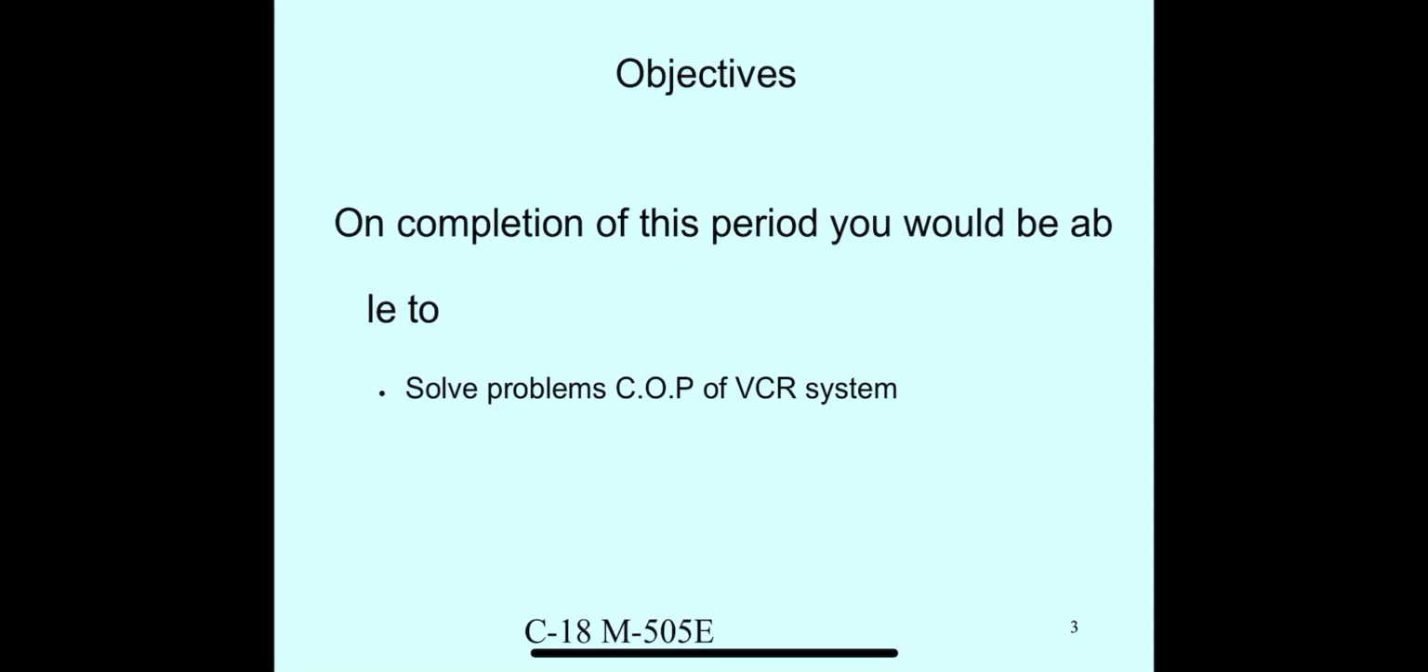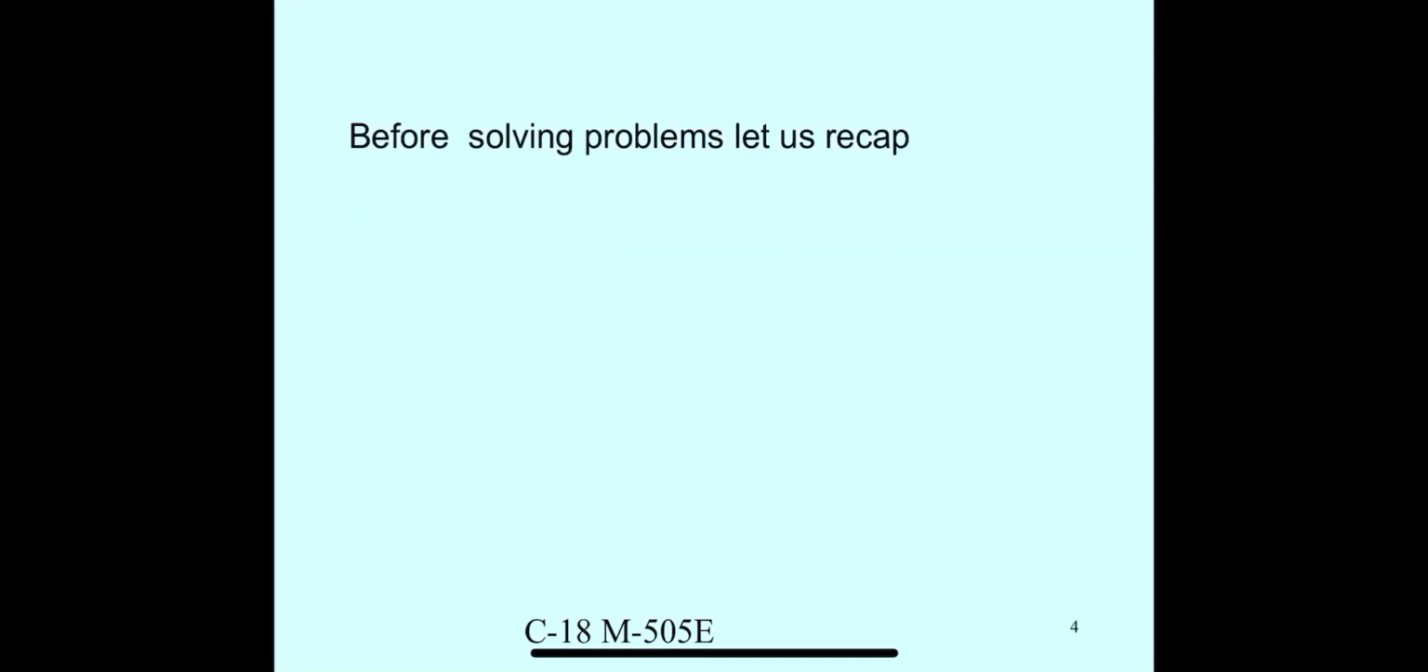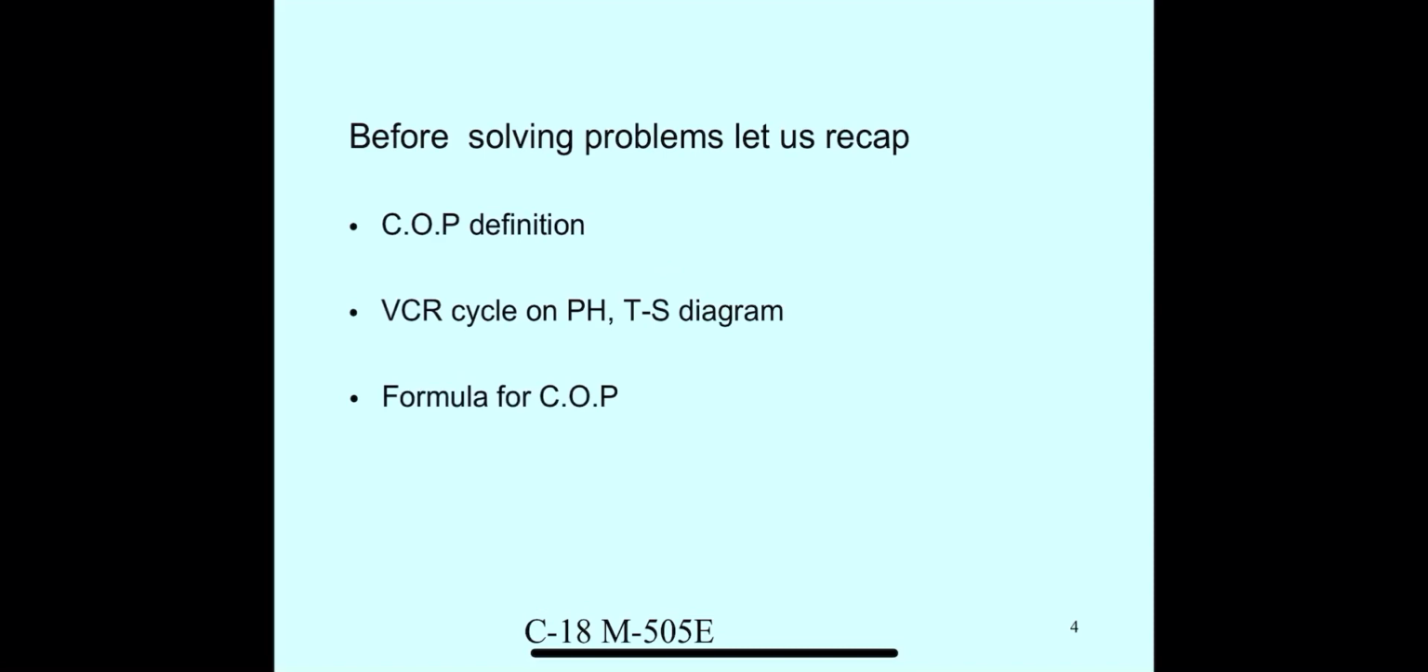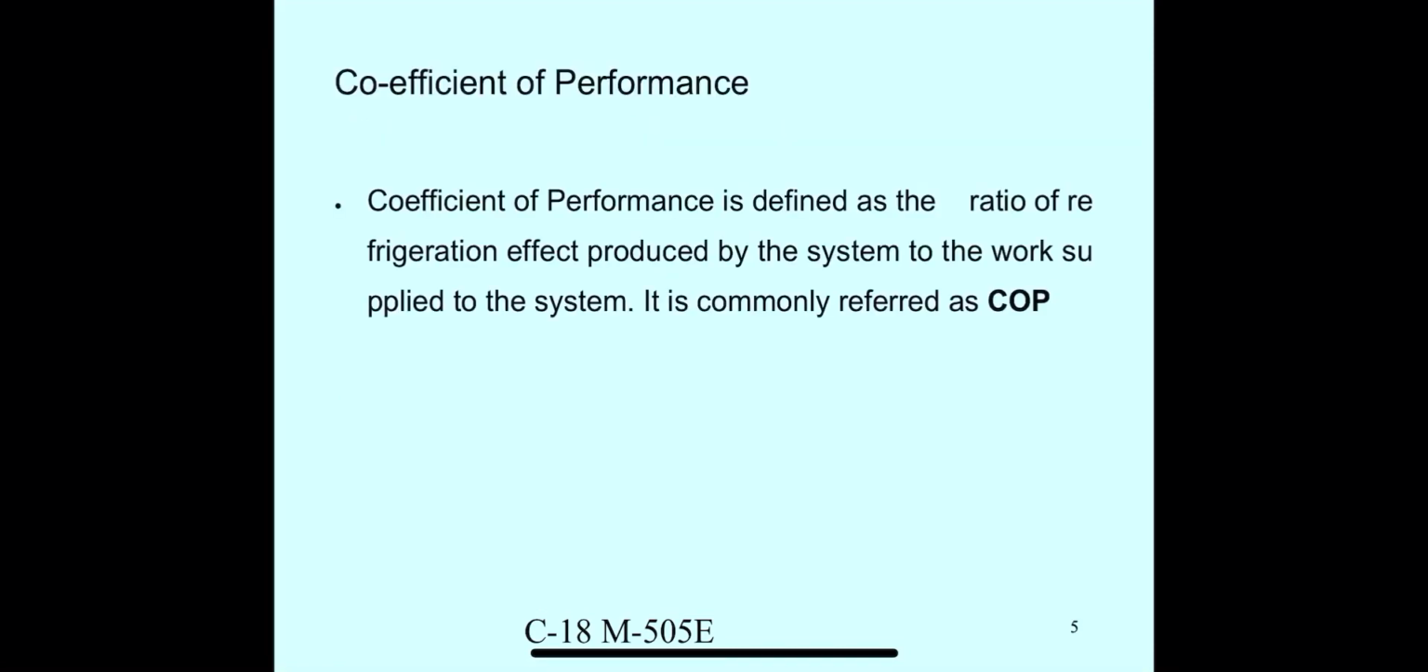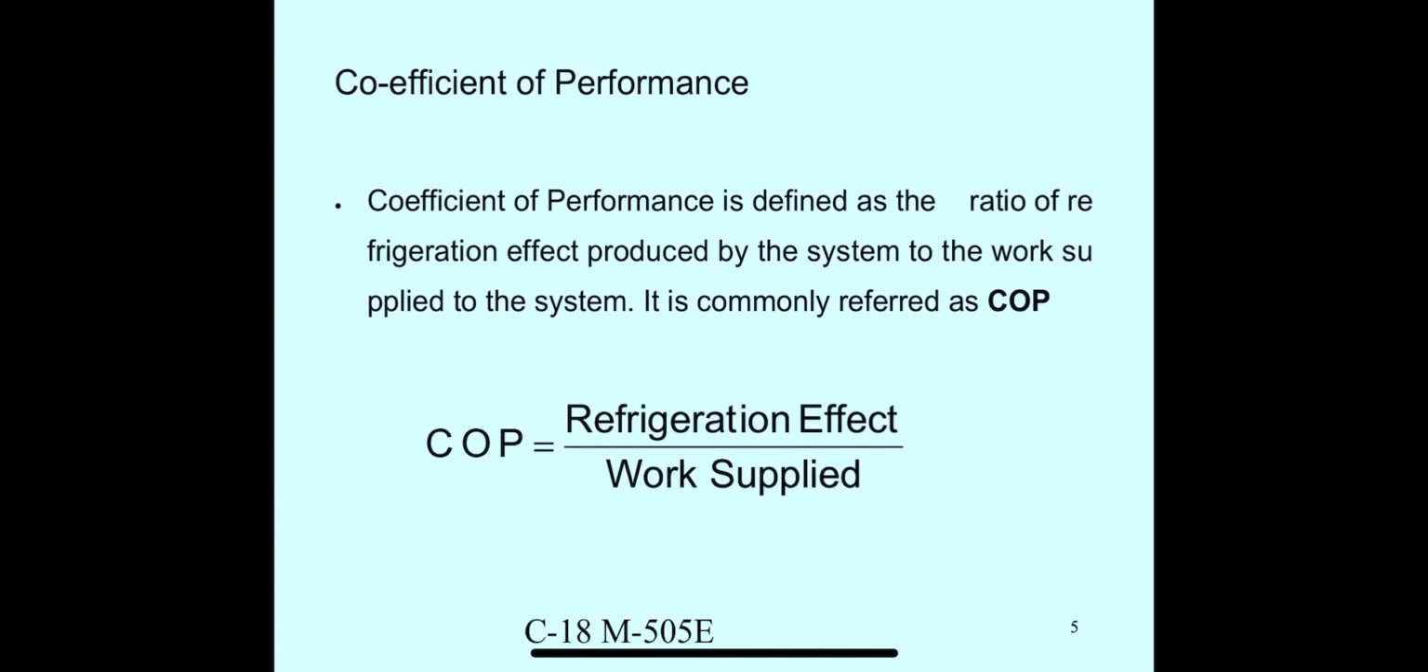Before going to these problems, once again recollect what the COP is, the vapor compression refrigeration cycle on PH and TS diagrams, and the formula for COP. The definition of COP is coefficient of performance. The coefficient of performance is defined as the ratio of the refrigeration effect produced by the system to the work supplied to the system. COP is the net refrigeration effect by work supplied.